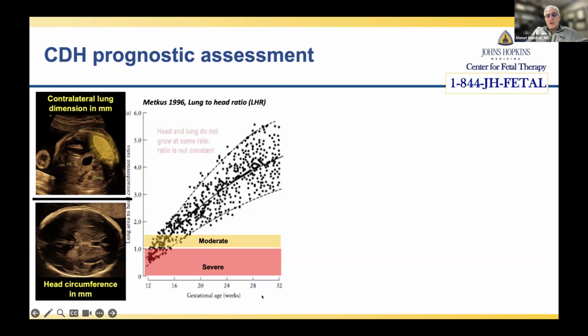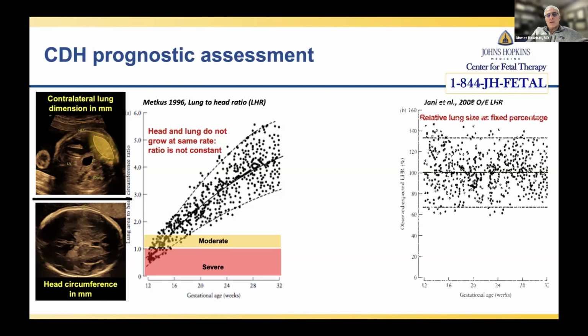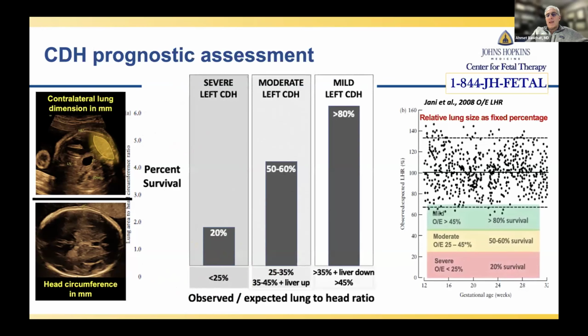So because this parameter is not constant across gestational age, we have really moved away from that, and we are now measuring the relative lung size as a fixed percentage in what is called the observed to expected lung to head ratio. And the simple way we explain it to parents is, what's the percentage of the lung size? And the stratification into mild, moderate, or severe hernia is based on the lung size as well as the liver position in the chest.